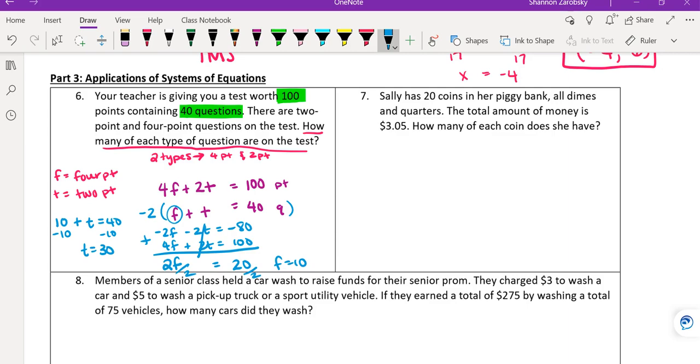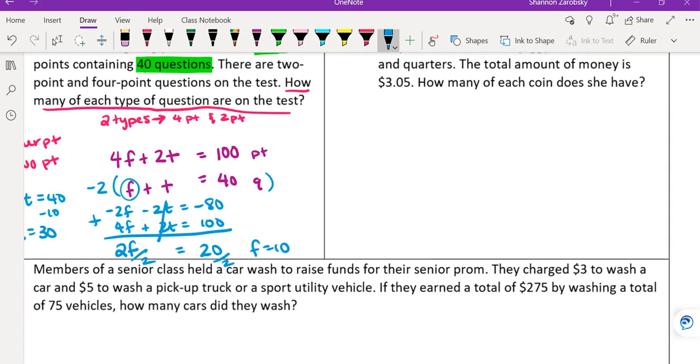So to answer, I'm running out of room here, to restate my solution: 10 4-point questions and 30 2-point questions. Sorry if I didn't give you enough space.